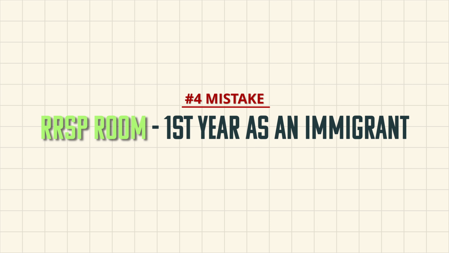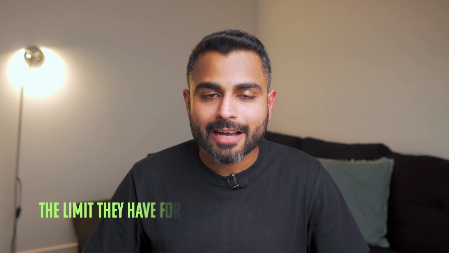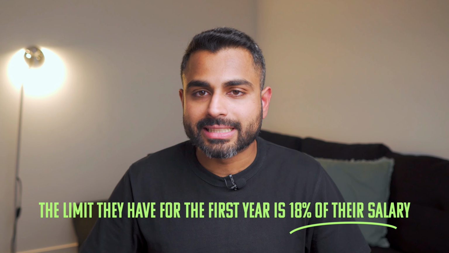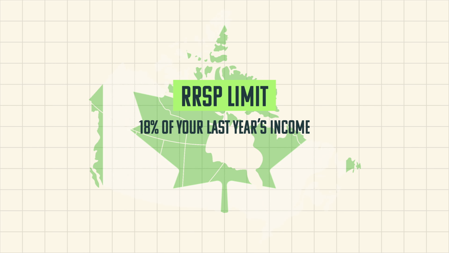Talking about RRSP contribution, RRSP room, first year as an immigrant. Immigrants who move to Canada and start working from the offset tend to assume that the limit that they have for the first year is 18% of their salary, which is normally the case for an RRSP. But that's not really the case for the first year immigrant. The first year you're here, you would have $0 as a limit because the RRSP limit is basically 18% of your last year's income while you were in Canada. And since this is only your first year here in Canada, you'd have a whopping $0 as your contribution limit.